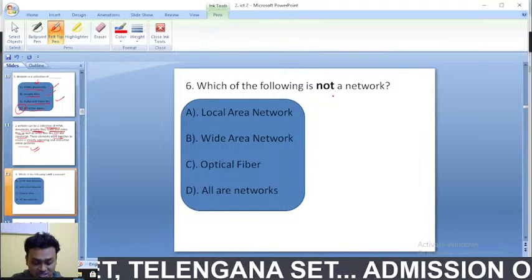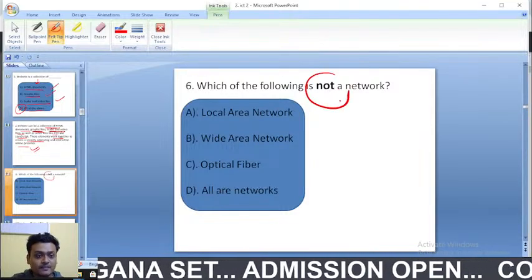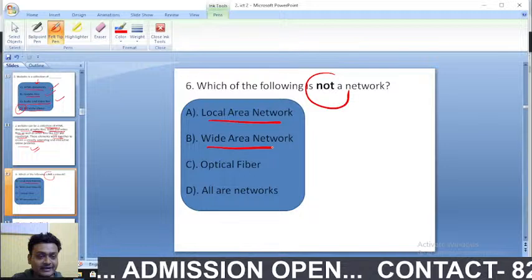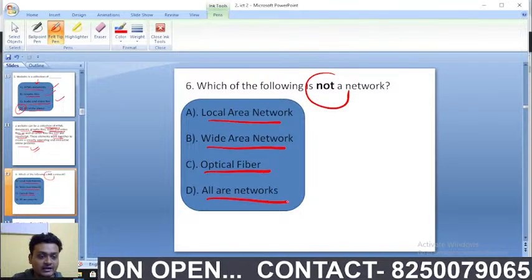Which of the following is not a network? Local area network, wide area network, optical fiber, all are networks.